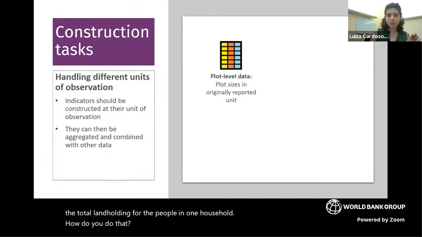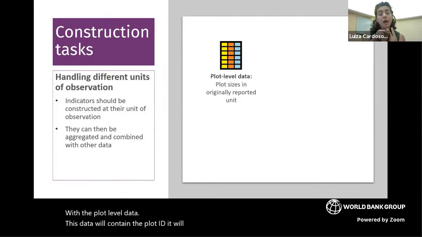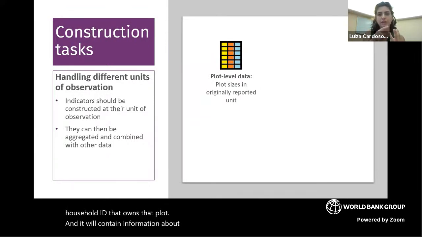Well, you will start with the plot level data. This data will contain the plot ID. It will also link the plot to a household through the household ID that owns that plot. And it will contain information about the size of each of the plots in the data.